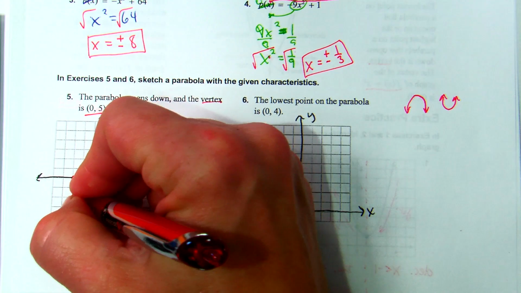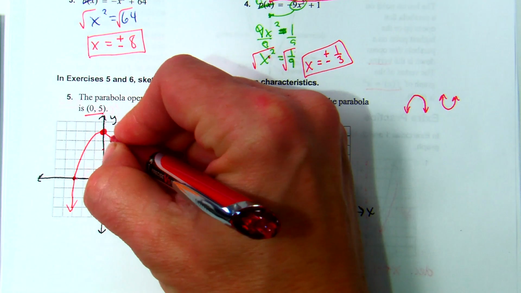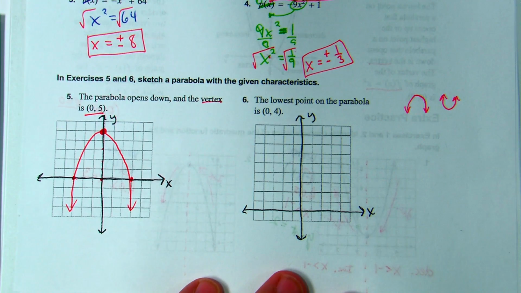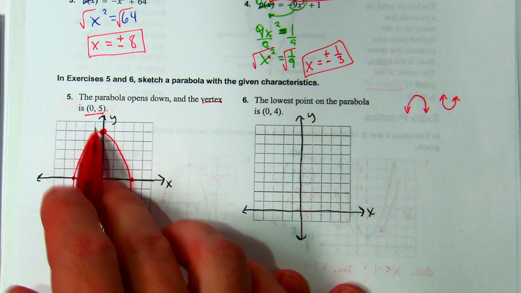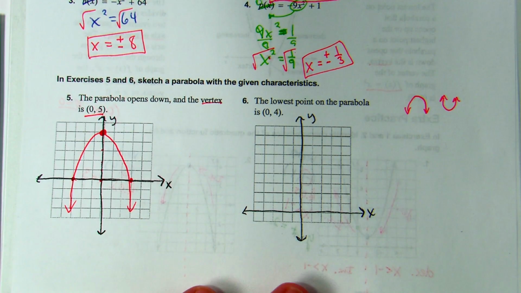And then I'm going to have a parabola coming down like so. And you'll notice that that's pretty close to an axis of symmetry. They're not exactly the same, but your graph is opening downward. The vertex is at 0 and 5. Okay, what about number 6?